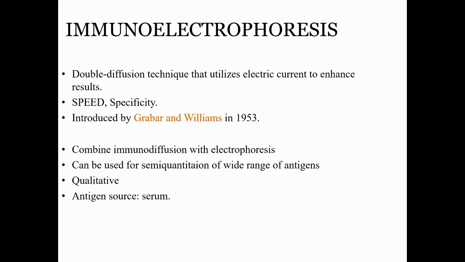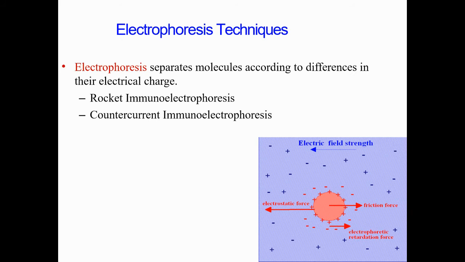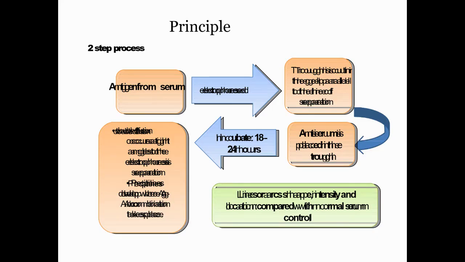It can be used for semi-quantitation of a wide range of antigens, and for qualitative analysis of antigen, and serum is used as the antigen source here. As we all know, electrophoresis separates molecules according to differences in their electrical charge. In this way, these electrophoresis techniques have been classified into two: rocket immunoelectrophoresis and countercurrent immunoelectrophoresis. With the electric charge, we can separate the biomolecules. What is the principle behind this? Sorry for that image.